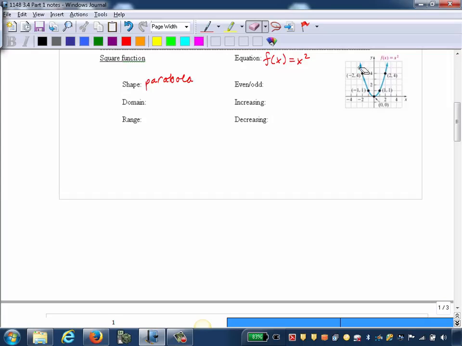Our domain is negative infinity to infinity. Our range, the lowest point, the vertex of the parabola, is 0, 0. So our range is going to go from 0 all the way up to infinity. So we include bracket 0, comma, infinity. We can observe symmetry with respect to the y-axis, so that tells us this is an even function.